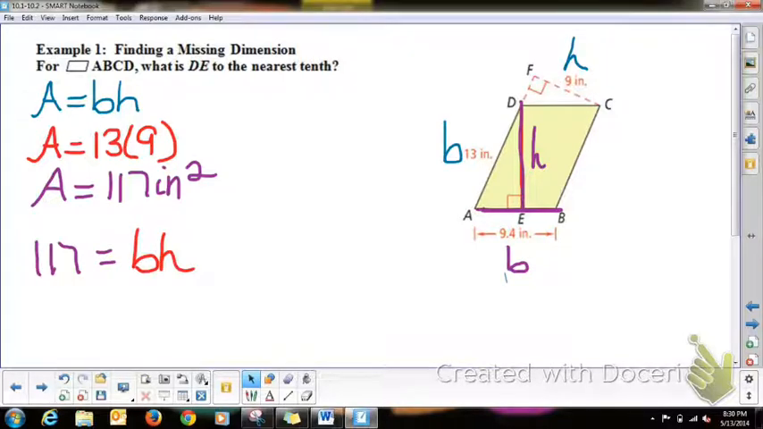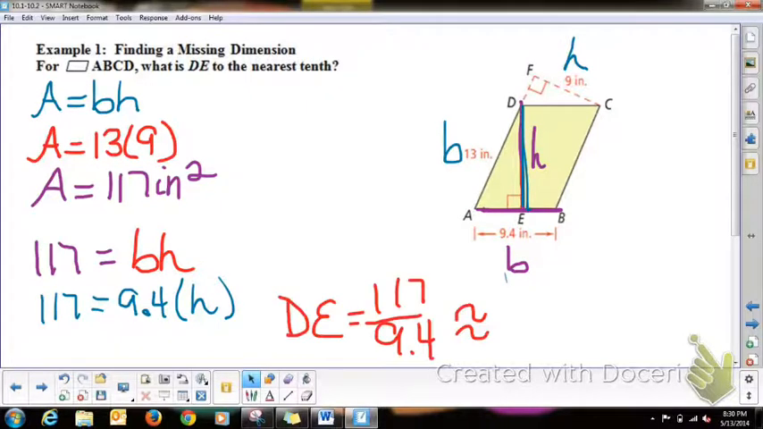But in this situation, we're going to use AB as the base and DE as the height to solve for DE. So 117 is equal to 9.4 times height. The height, again, is DE. So we would divide 117 divided by 9.4 to find DE. So 117 divided by 9.4 will give us the length of DE, which is approximately 12.4 inches. So we use the area formula to work backwards to find that missing height.